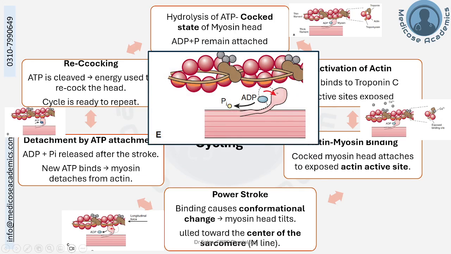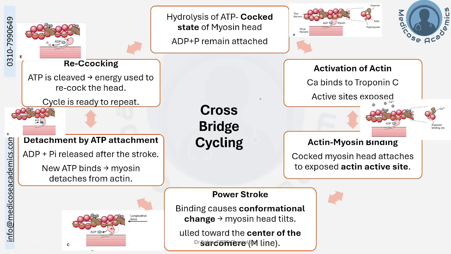As soon as it was detached, there was again the activity of ATPase that led to hydrolysis of ATP to ADP. That ADP remains attached, leading to again recocking of the myosin head. You can again see the conformational change. It has gone into the cocked state, and the energy is stored inside where the ADP is still attached. What will happen next is the story that we have just discussed.